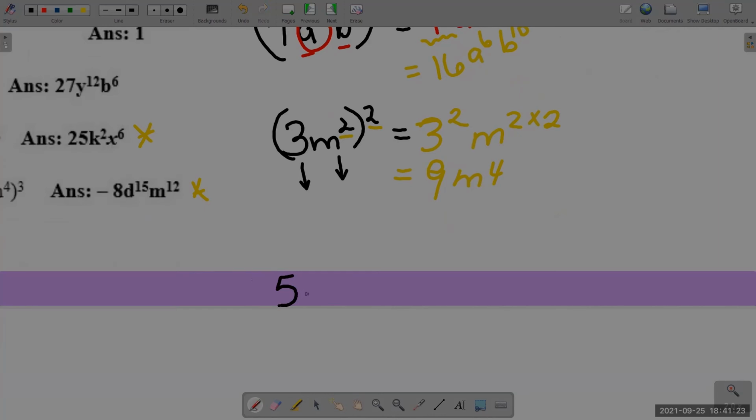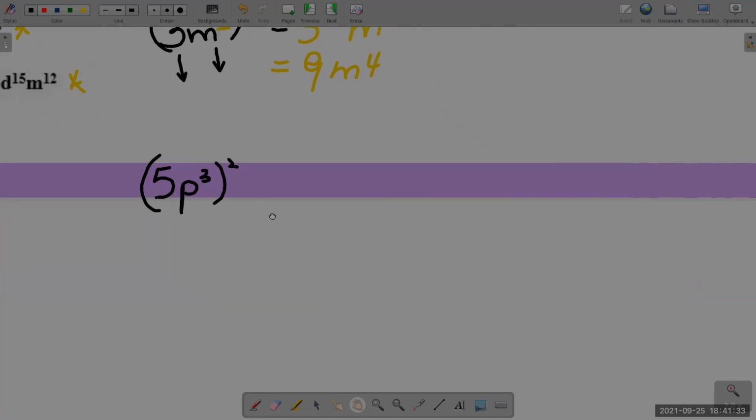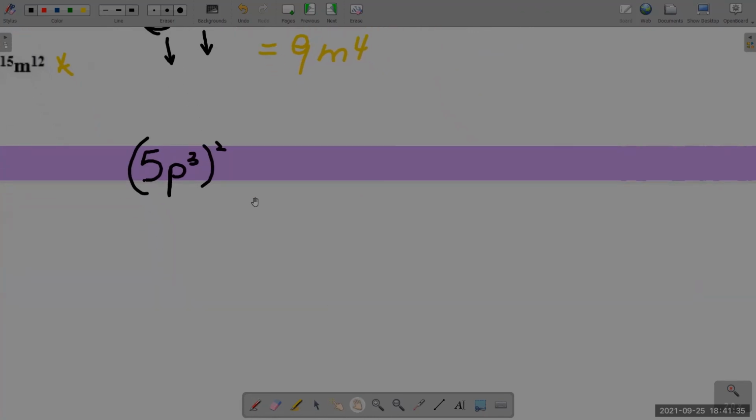Five p to the third power squared. Let's go, everybody. Super proud of you guys. That's what we're talking about. So that's one answer. That's 2. That's 3. I'm just waiting for T.